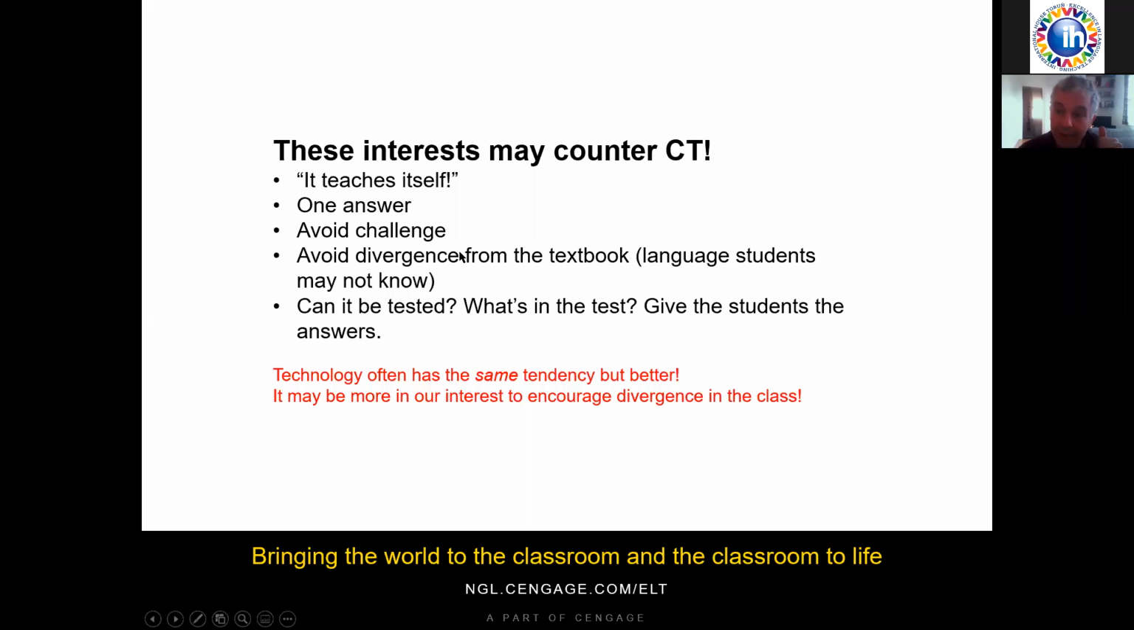When we're using stuff online, self-study materials, it has to be teaching itself. It has to be one answer. We avoid divergence. And so actually, one thought here is that it may be in our interests as teachers, and as people who want to be employed in the future, to encourage critical thinking, encourage divergence in the class, because that is where we can add value as teachers compared to artificial intelligence or computers.